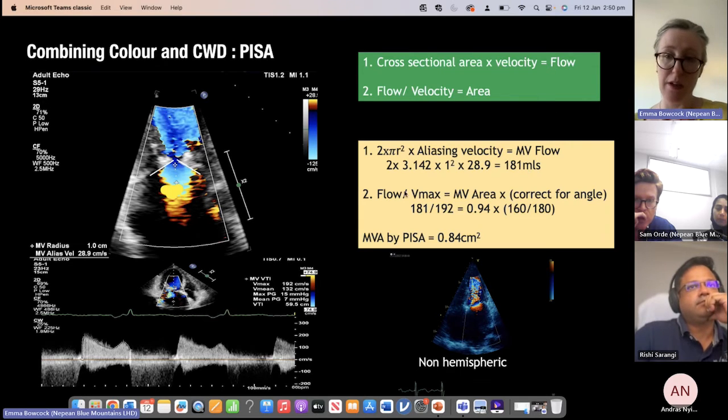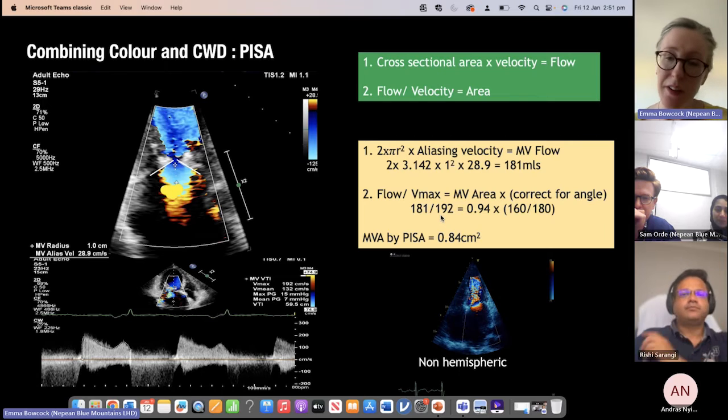181 mils. Then you take this flow in the second part, and you divide that by the Vmax through your mitral valve, so the maximal velocity, so flow over velocity equals area, and that makes sense, right? So peak velocity here is 192 in centimeters squared. You need to have your measurements in centimeters actually for your numbers to come out properly.